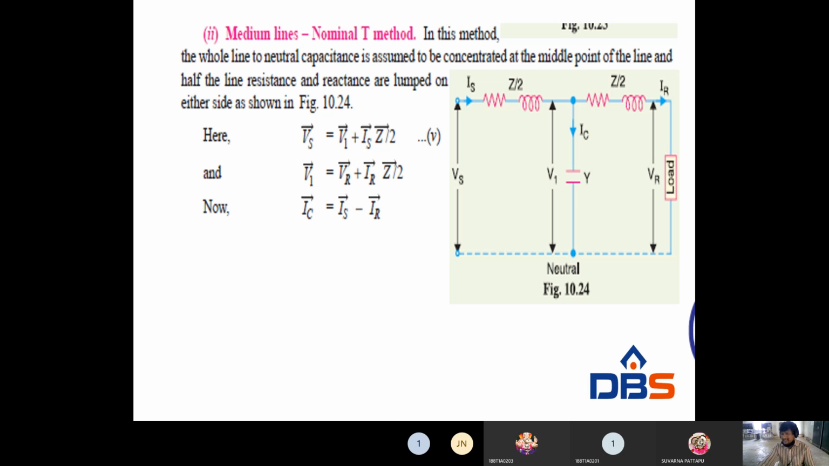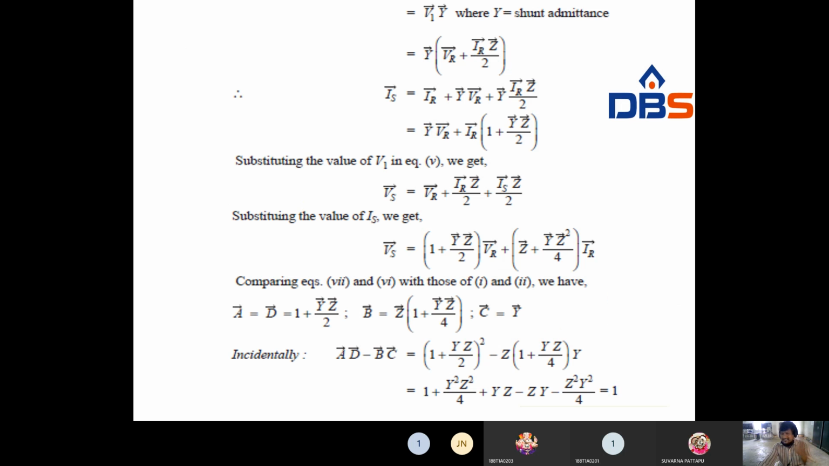Why? Because the voltage at the capacitor is V1. V1 into Y is nothing but the capacitive current. What is V1? We already determined it. V1 is equal to Vr plus Ir into Z by 2. Substitute that one. So now Is is coming, taken as equation 6. Now go for the Vs. From the equation, substitute the V1 value, then substitute the Is value, take the common factor. That is equation 7. Now compare 6 and 7 with 1 and 2.